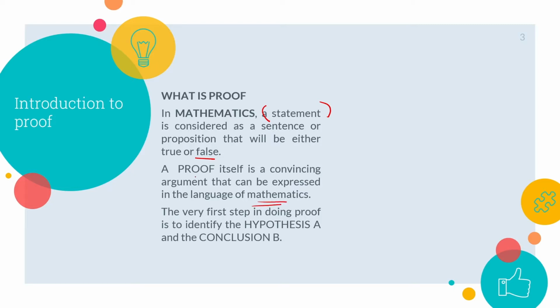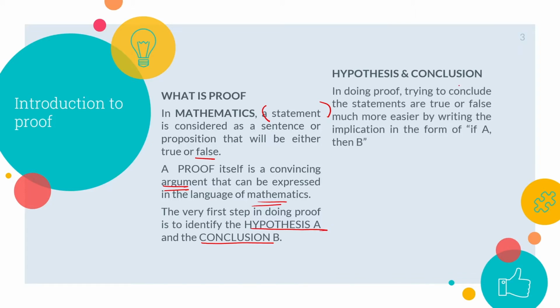So it's an argument. And then the first very step in doing proof is to identify the hypothesis A and the conclusion B. So this is the important part, which is you need to know what is the hypothesis and what is the conclusion in the question. Okay, so what is that? What is the hypothesis and the conclusion?